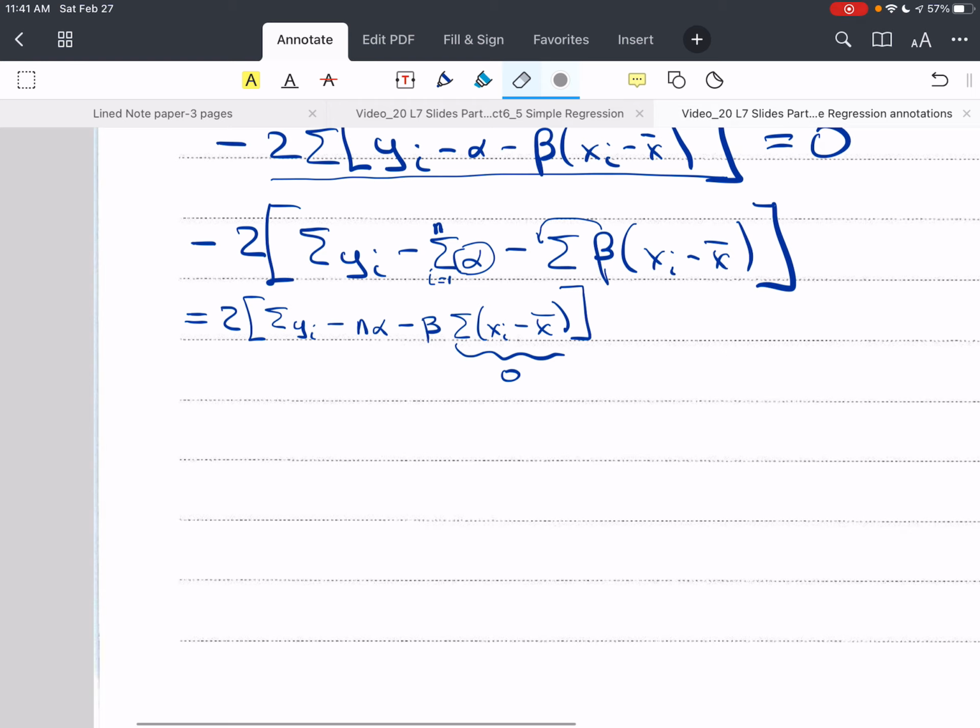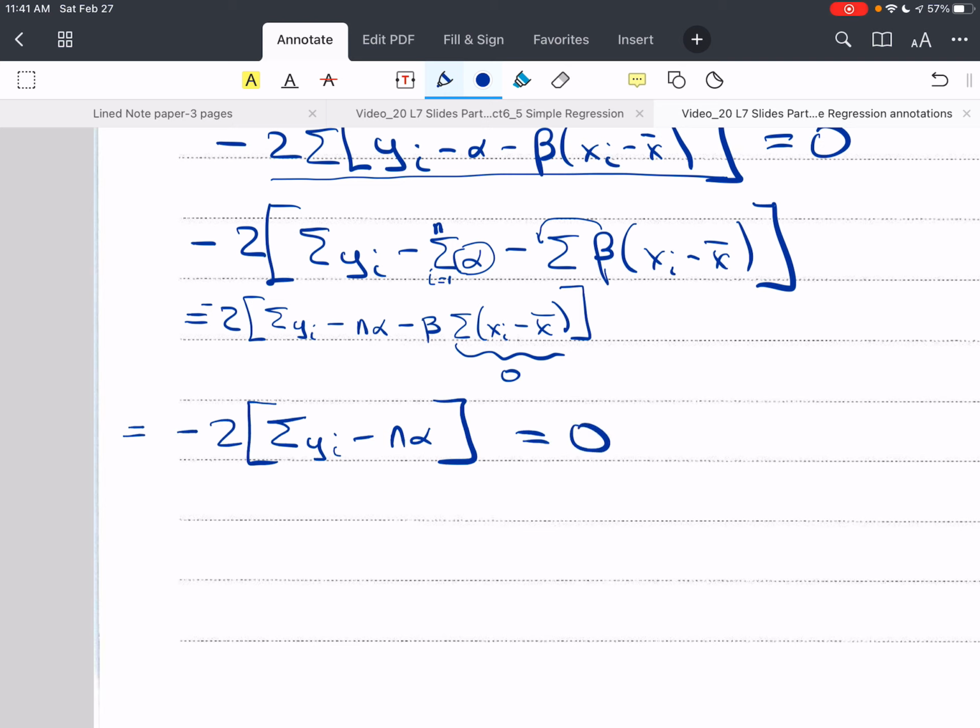Okay. So this is equal to negative 2. Don't forget the negative out here. Negative 2, need to write that. Negative 2 sum of yi minus n alpha. Okay. This is the derivative. Now I can set that equal to 0 and solve for alpha. So I'm going to divide both sides by negative 2, which gives me the sum of yi minus n alpha equals 0.